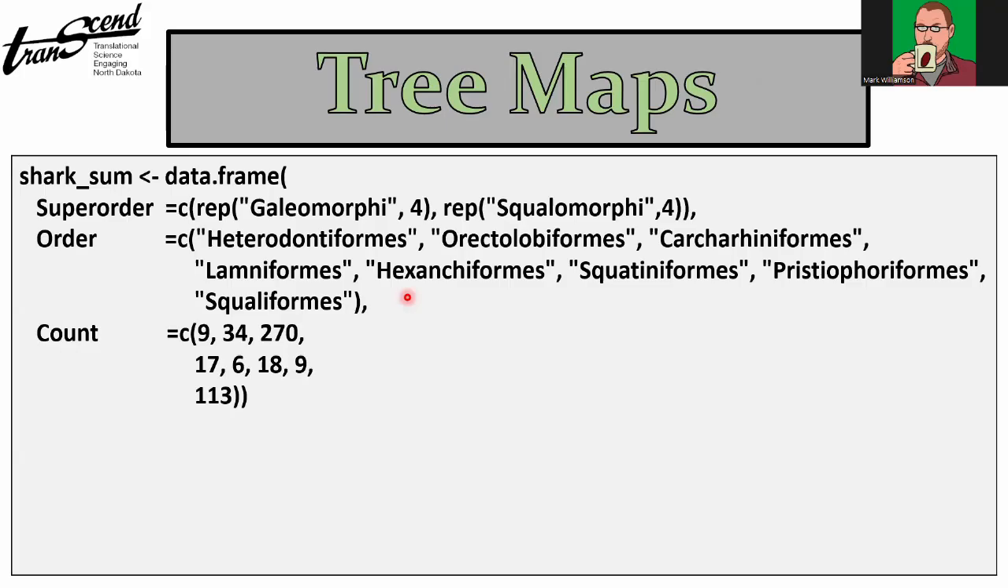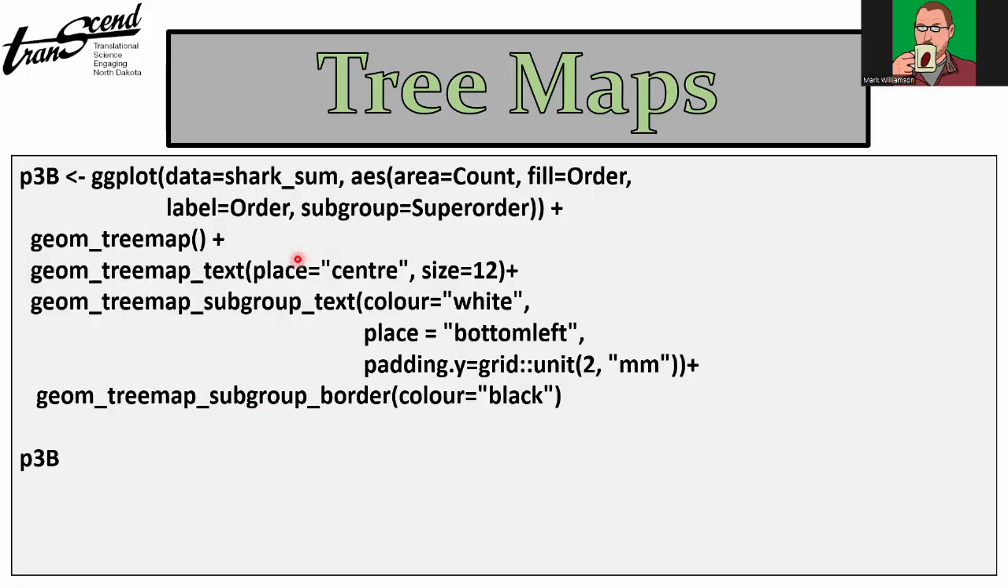I'm pulling this from my understanding of shark orders. So I'm going to call it shark sum. I'm going to create this. There are two shark super orders, the Galeomorphi and the Squalomorphi. And so I'm going to create super orders and then orders. There's 8 to 9 orders of sharks. For simplicity, I'm just using 8 orders here, from Heterodontiformes to Squaliformes, and then the count of species per order. So that's a data set here.